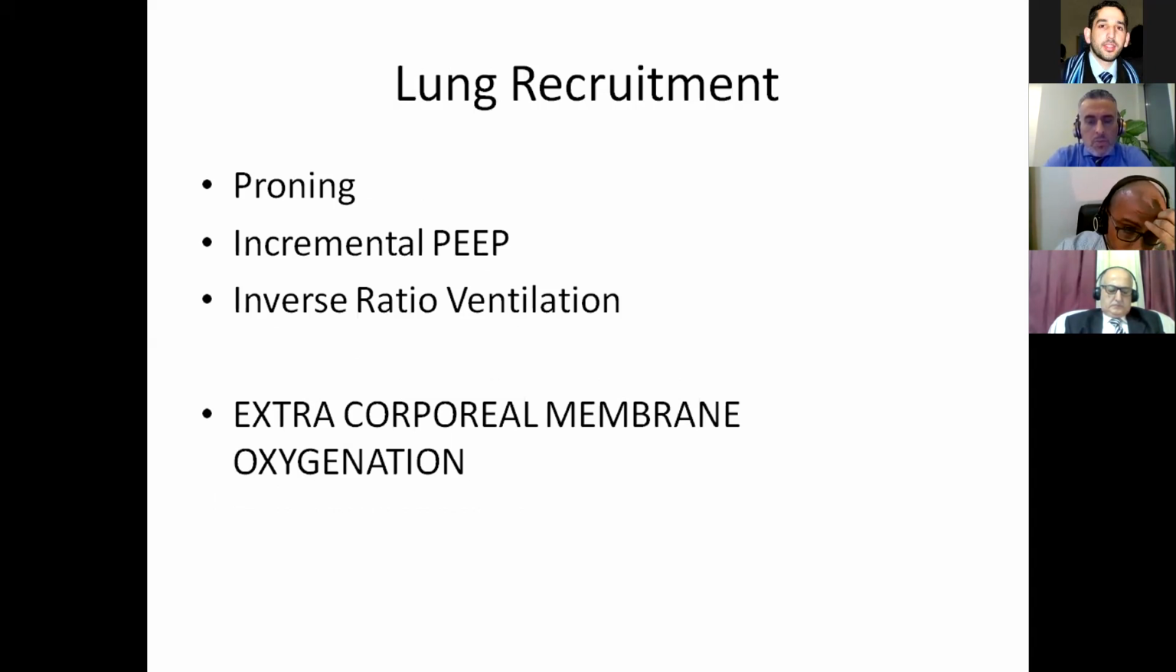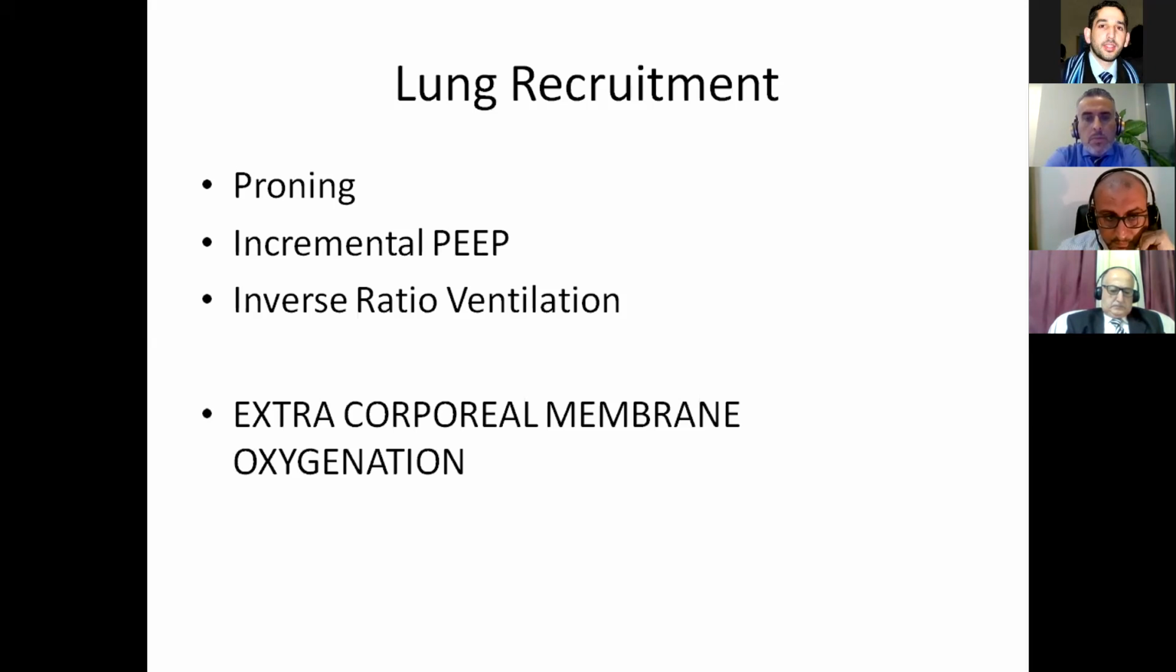And as I said, with proning also, there is a possibility that the patient might not tolerate it. He might develop hypoxia. He might develop CO2 retention. So you have to do an ABG after you prone the patient. You have to be there and monitor the patient. If the patient is not doing well, you have to supine him immediately.